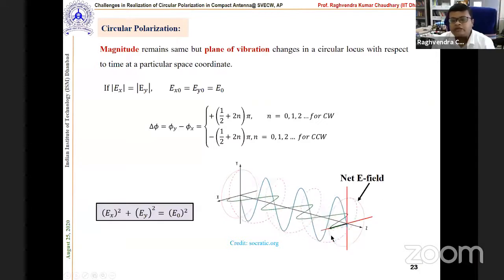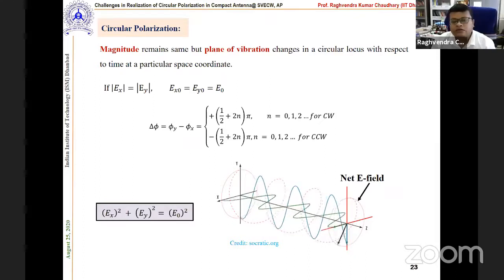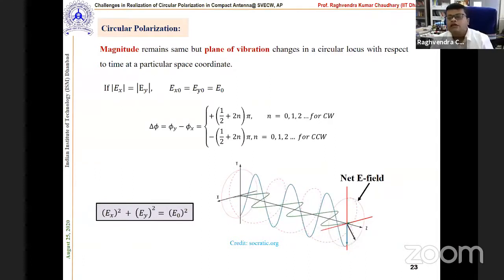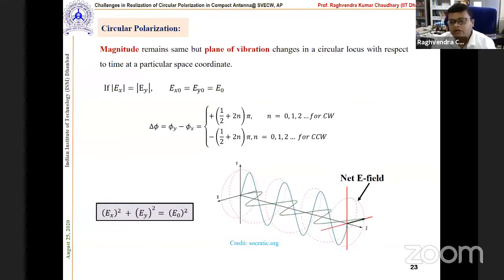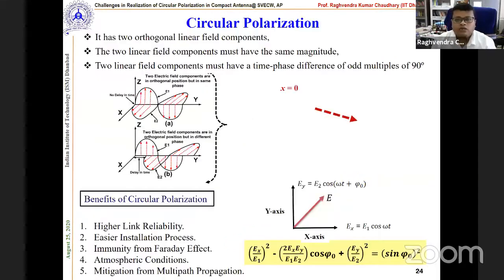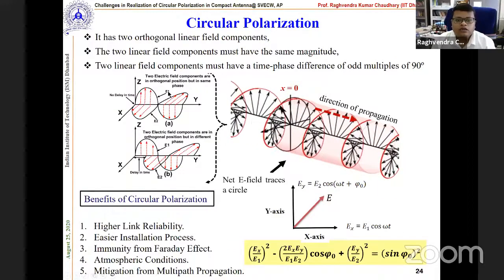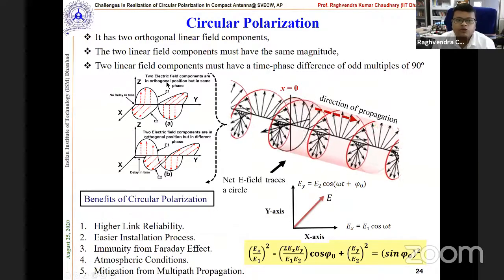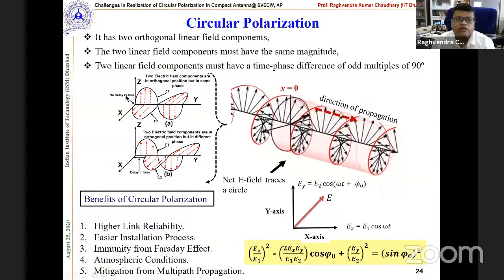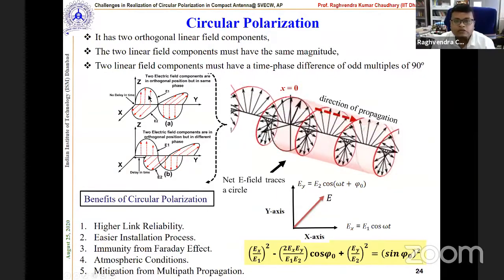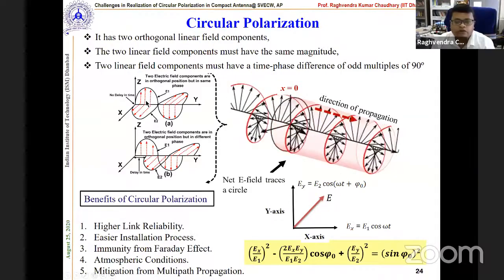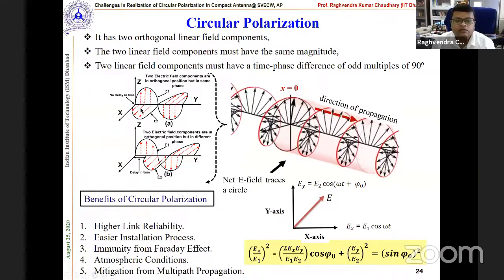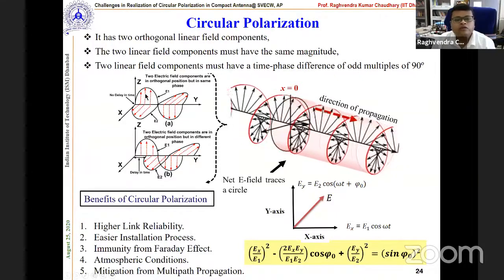But in practice, I think it is really very difficult to maintain the equal magnitude and all the things. That is why in practice, you can see in most of the papers, they are taking the axial ratio below 3 dB. So there is an engineering tolerance we are supposed to take. If I conclude, the circular polarization has two orthogonal linear components, with the same magnitude as well as a time phase difference of 90 degrees or multiple of 90 degrees.